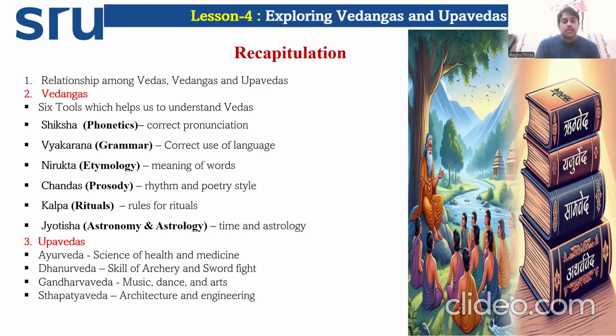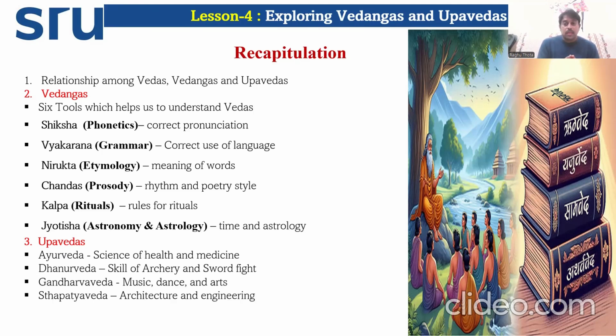And Kalpa, rituals, the rules of rituals, what kind of rituals they followed, what kind of step-by-step analysis they had, everything has been explained. And Jyotisha, it is about astronomy and astrology. All these tools help us to understand the information and knowledge in the Vedas. And they are called Vedangas. That is the relationship between Vedas and Vedangas.